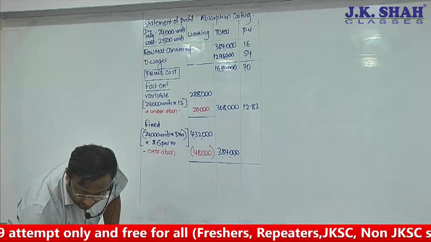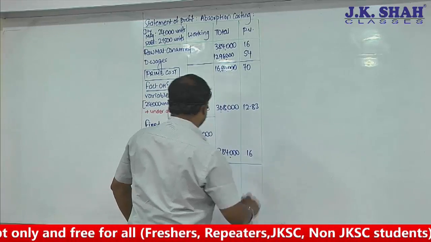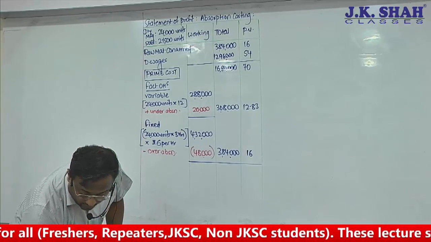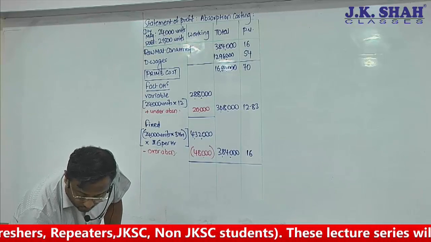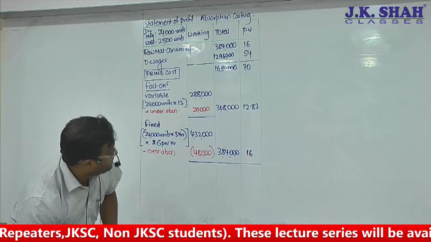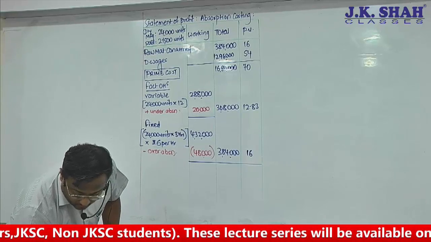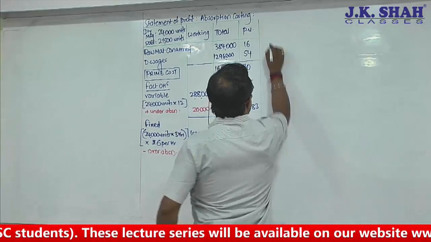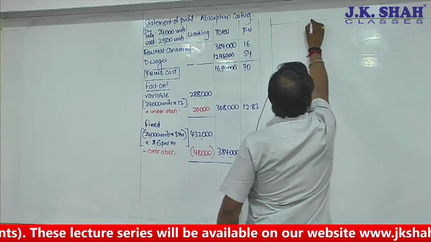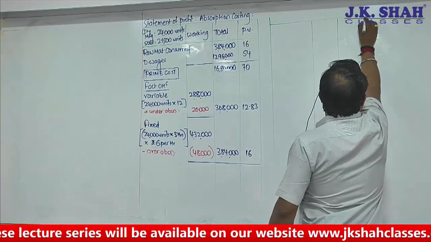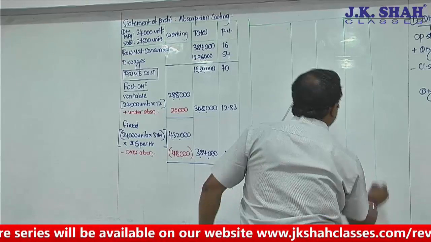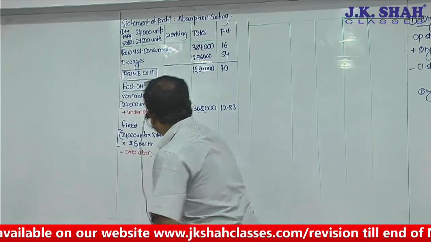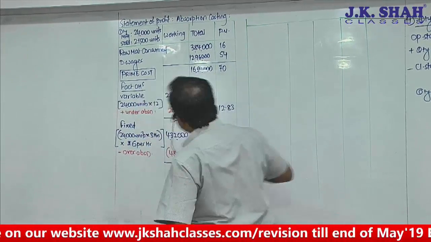So 384 divided by 24,000, 16. So 384 plus 308 plus 16,80,000. You will get gross factory cost. Now it is 23,72,000.